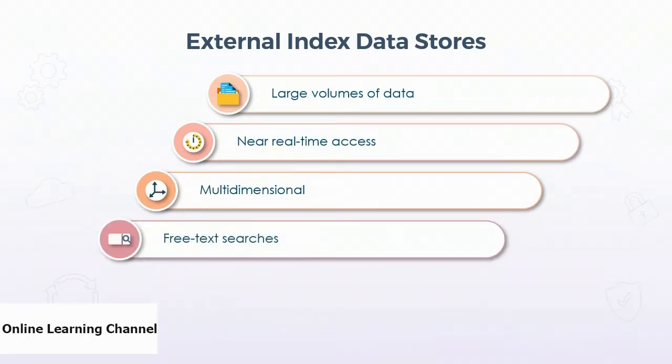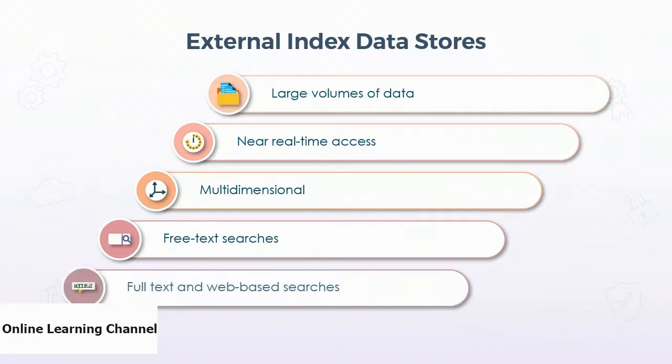While searching every file in a large database for a keyword could be very time-consuming, if an external index data store has already indexed those files by various keywords, that search becomes much faster. External index data stores can offer full text and web-based searches, which are readily optimizable.